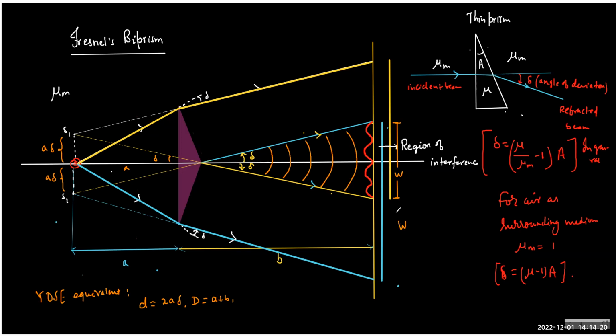So for W, we can directly write it as 2b delta. These are small angle approximations. So we can add 2b delta. And delta, if you want to write it in general, let's say this is for air to make it easy. So we can write delta air, and this will become (mu minus 1) into a, right?